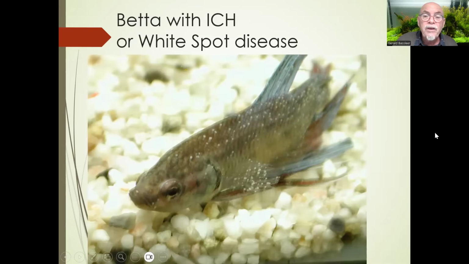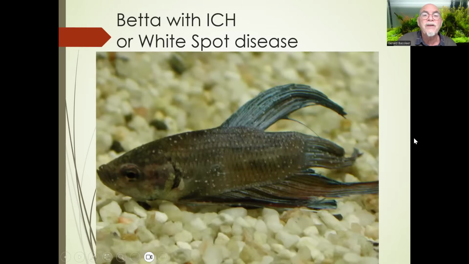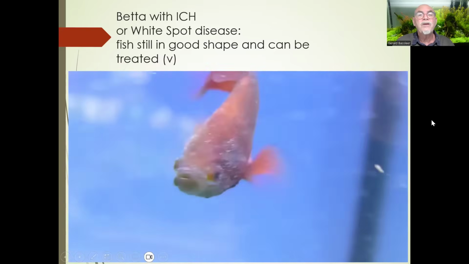The white spot disease, a very popular disease in many ornamental fish. Easy to recognize, normally with the naked eye. You see the nice white spots on this betta fish, white spot disease. Here's another betta with white spots, particularly on the dark parts of the body. Easy to see, much more difficult to see on this bright blue part of the fin. Here we see it again.